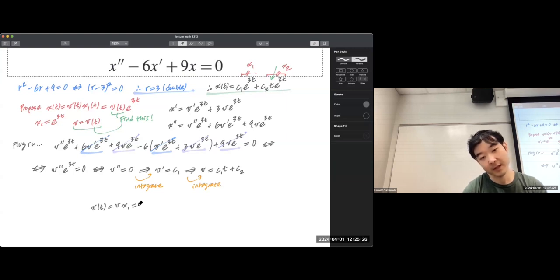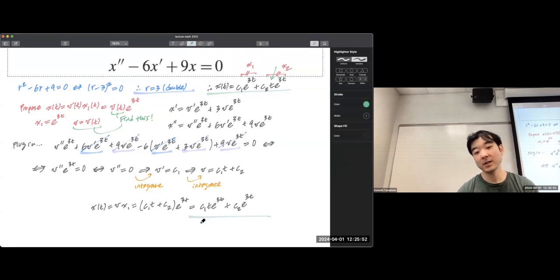Both of these are functions of t. But we found that v is equal to c1 t plus c2, and then our x1 was e to the 3t. If you multiply this out, you get c1 t e to the 3t plus c2 e to the 3t. So we didn't just say that our second solution had a homogeneous form. If you notice, this is our first homogeneous solution.